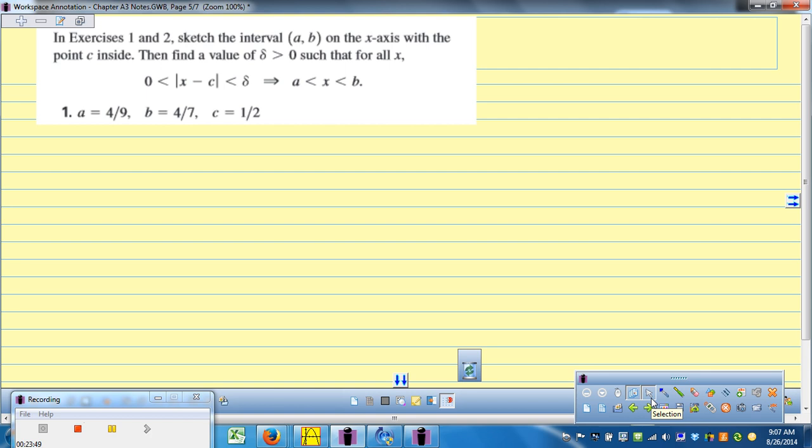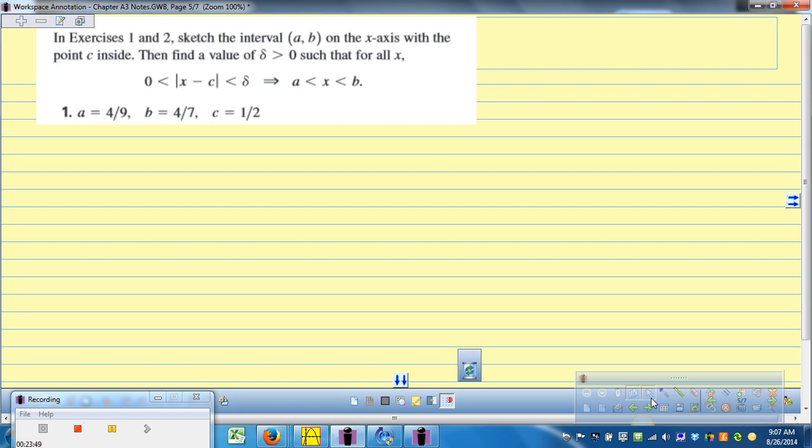Our first one. In exercises 1 and 2, sketch the interval AB on the x-axis with the point C inside. Then find the delta greater than 0 such that the distance between x and C is less than delta. So really, they're giving us this portion right here. And we're going to take the smaller of the two deltas.